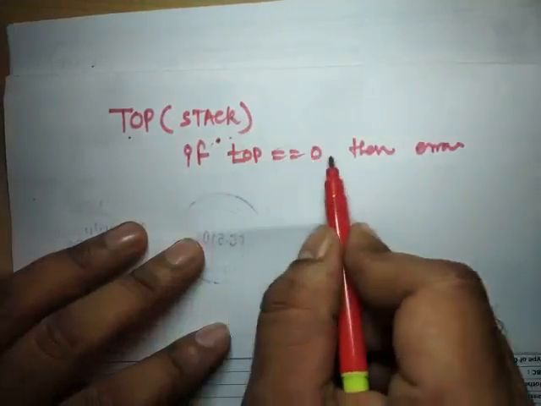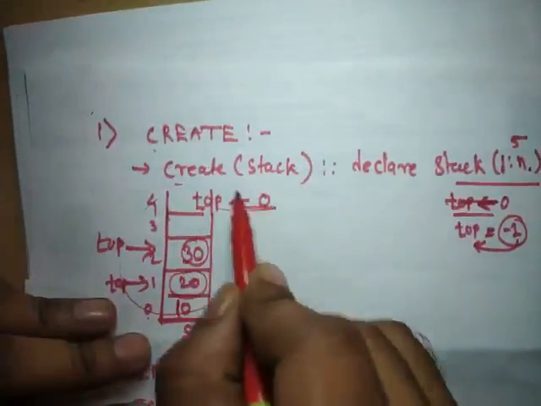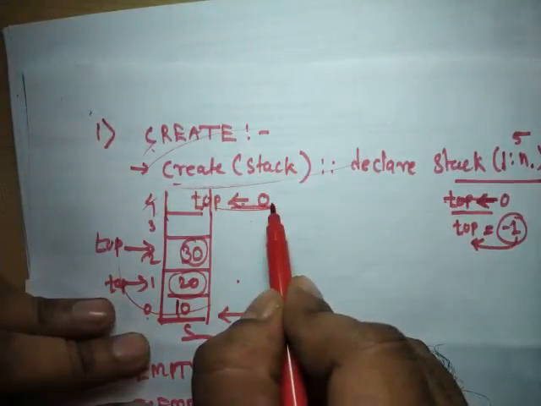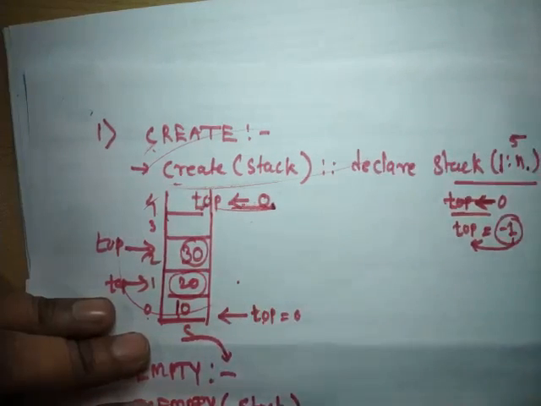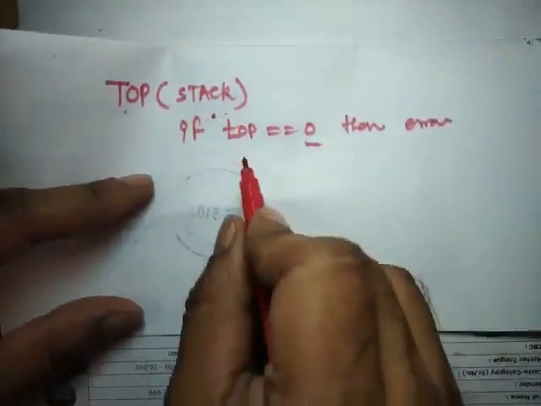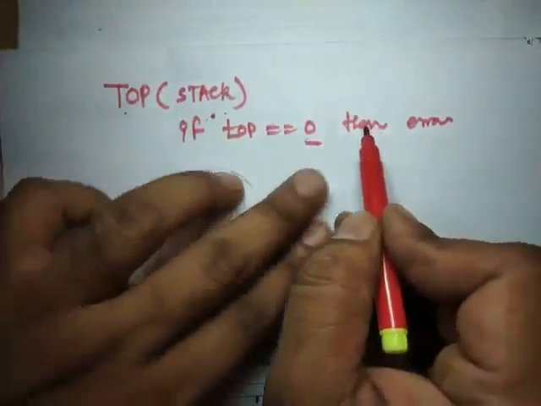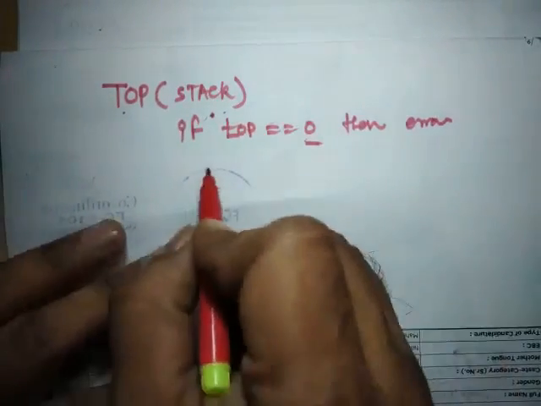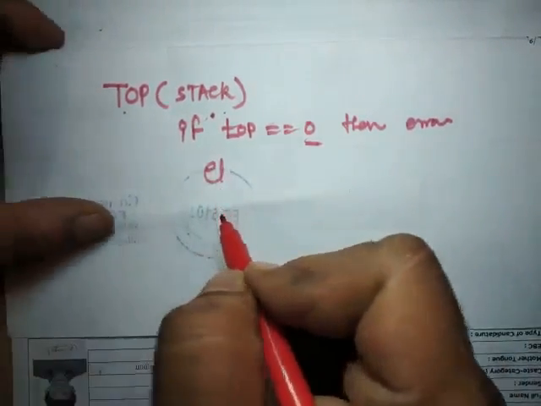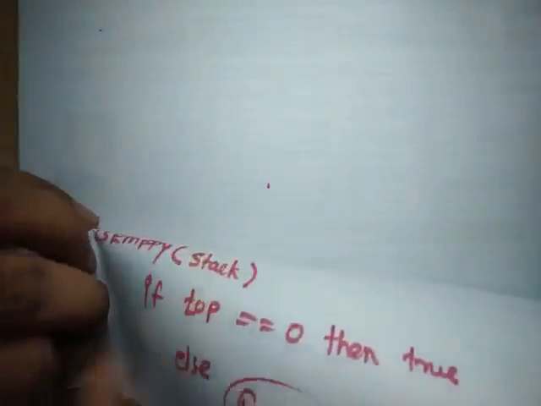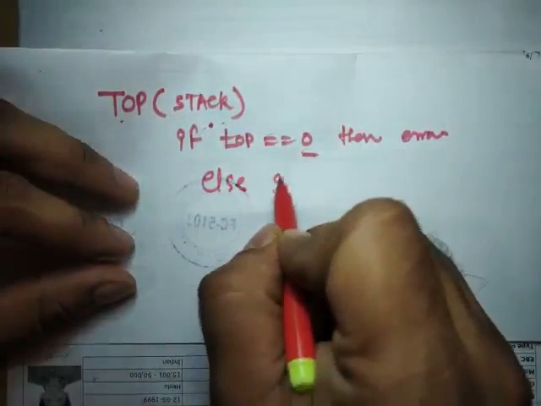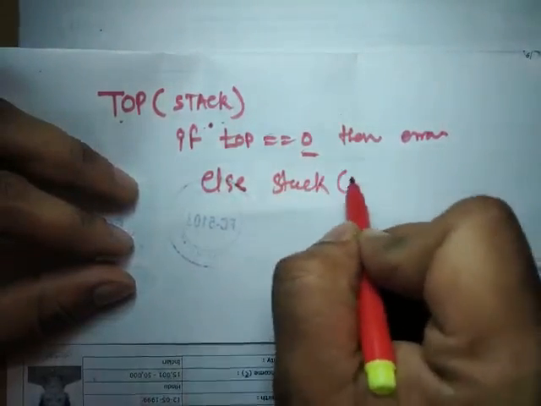If top is pointing to 0, where is it pointing? Here top is pointing to 0. When we create a stack, we set top equal to 0, which means the stack is empty. Here we check if top is equal to 0, it can't return an element from the stack since the stack is empty. Else, if top is not pointing to index location 0, it will return stack of top.